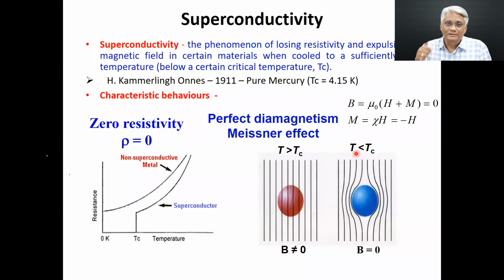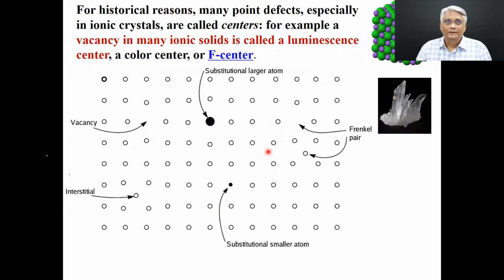So in addition to metals, semiconductors, and insulators, superconductors would also have defects. And these defects would also influence the superconducting properties. Okay, so what are these defects? For historical reasons, many point defects, especially in ionic crystals, are called centers.